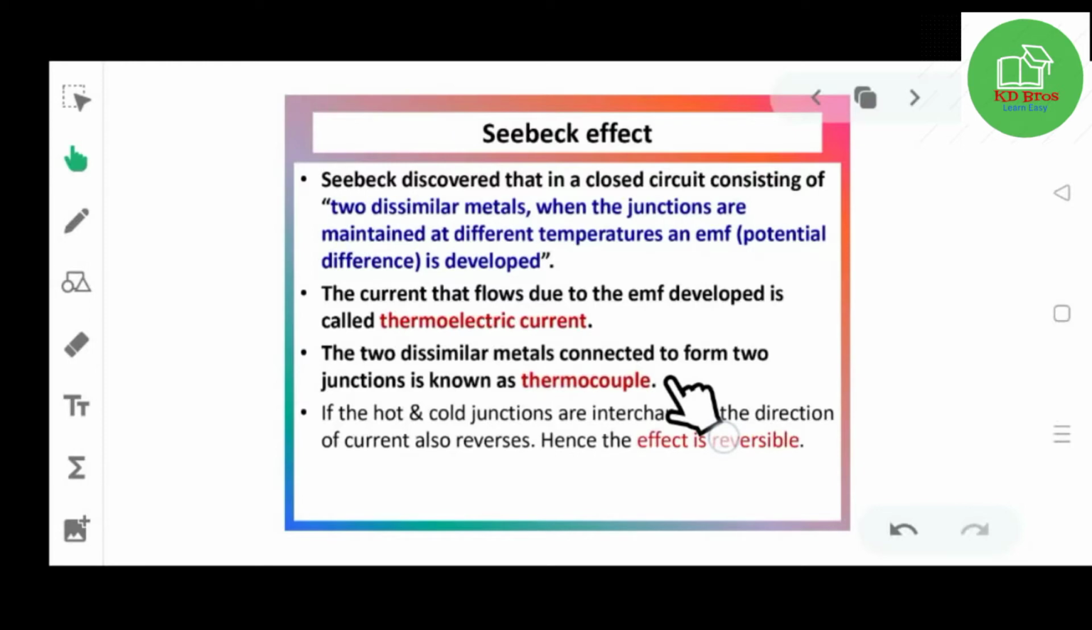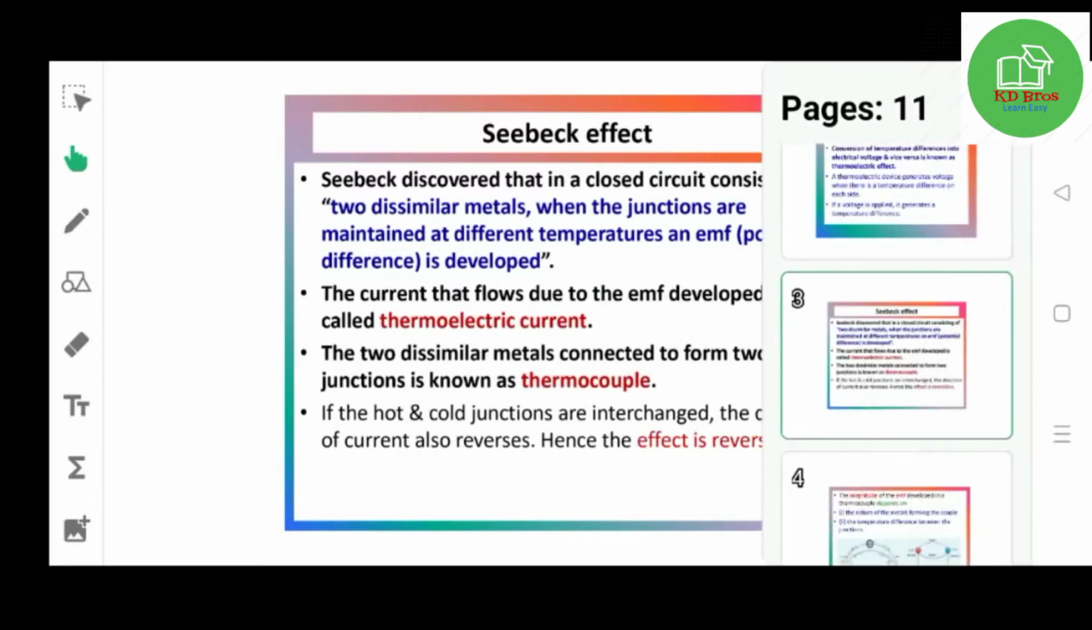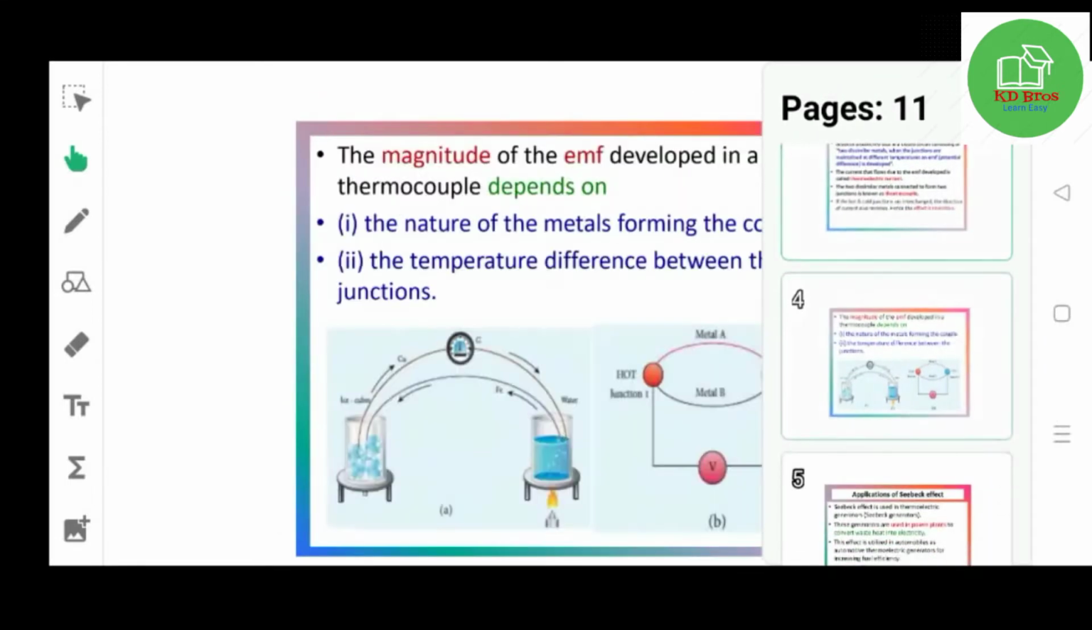Due to this thermocouple, the current that flows due to the EMF developed is called thermoelectric current. If the hot and cold junctions are interchanged, that is, if the position of the hot and cold junctions is interchanged, the direction of current is also reversed. The flow of current will be reversed, and this effect is called a reversible effect. The Seebeck effect is a reversible effect.